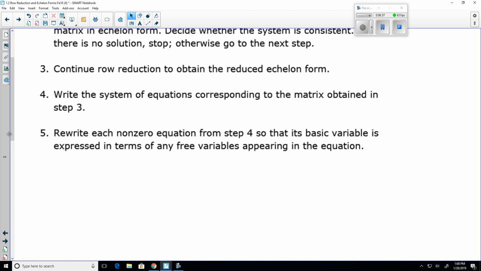So augment your system in a matrix, row reduce it to RREF, rewrite your system with variables instead of in a matrix, and then you solve for those basic variables in terms of the free variables if you have free variables. Okay.